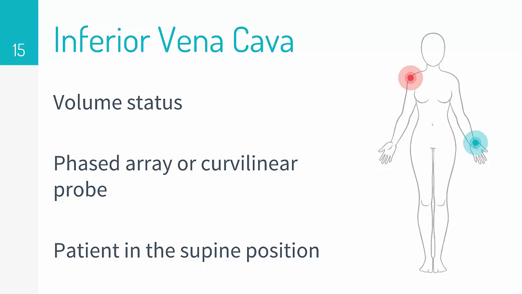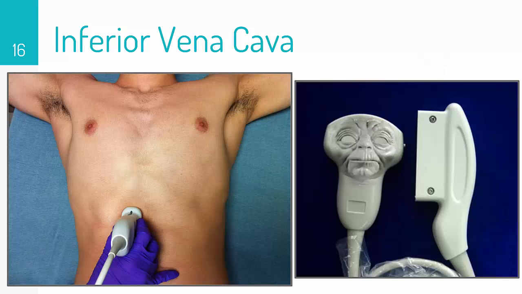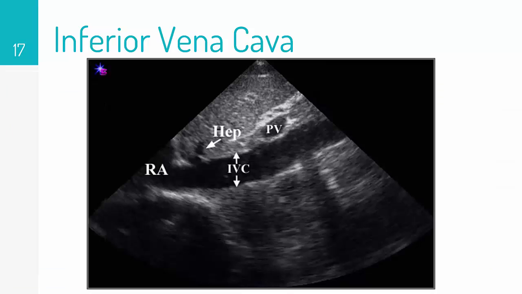For this exam, we will use the phased array or curvilinear probe with the patient in the supine position. Once the subxiphoid view of the heart has been obtained, simply slide the probe slightly to the right. If using the curvilinear probe, rotate the probe so the probe indicator is pointing toward the patient's head. Once the view is obtained, watch the IVC approximately 2 centimeters from the atrium. Now here is your view.